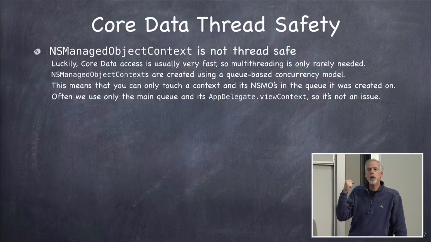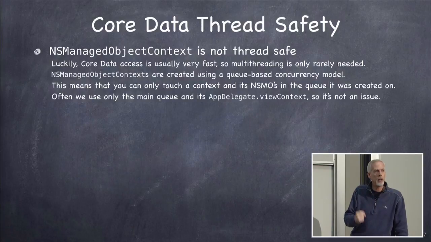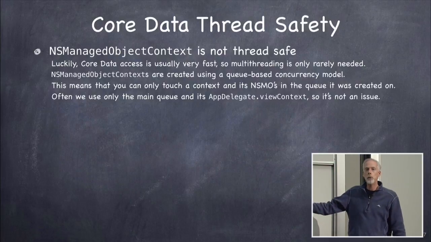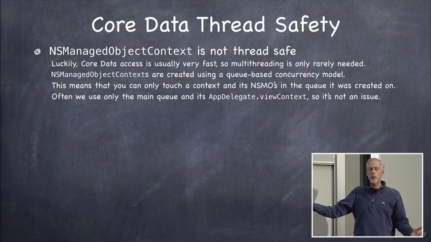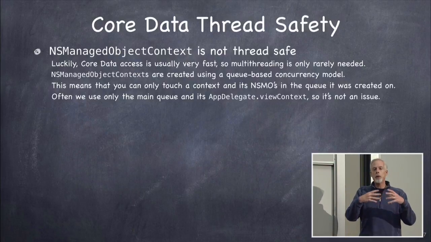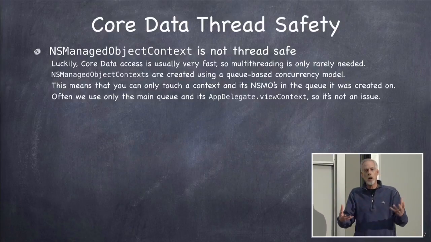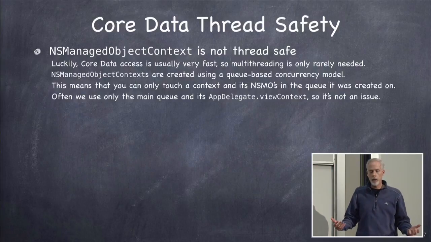A context can only be used on the queue that it was created on, period. If you passed a context to another queue, like you tried to dispatch off to some global concurrent queue and passed it the context, or even just passed it a tweet, that's not going to work because that tweet was created on this other context. In fact, not only the context, but everything you create on that context has to all be done in the same queue. So now you're probably thinking, well, how the heck do I do multi-threading then?